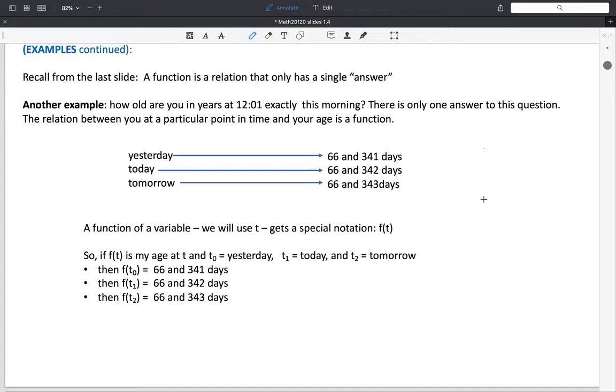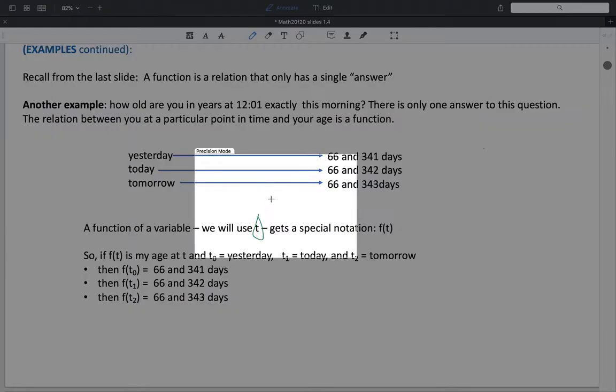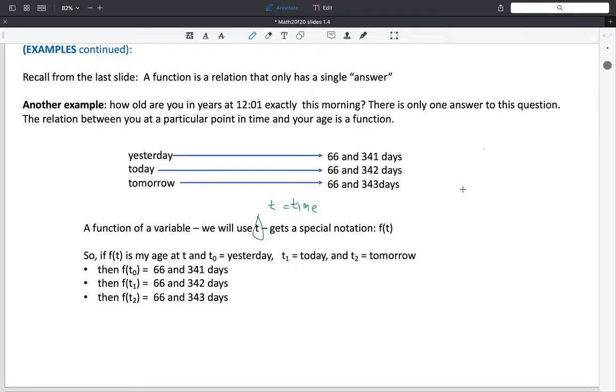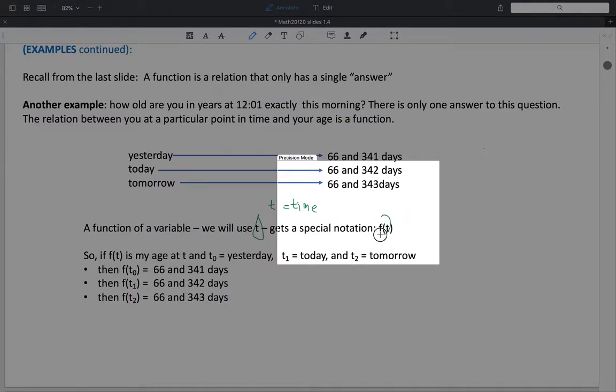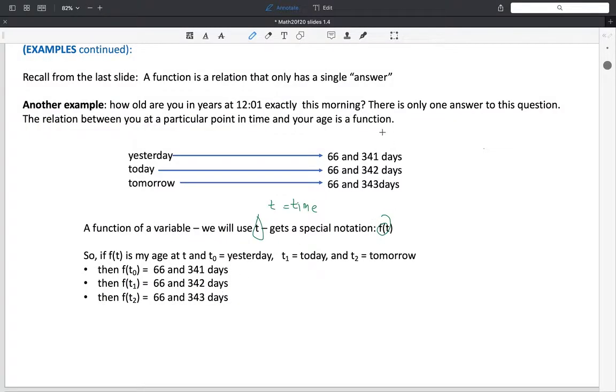So a function is a function of a variable, and we're going to use t here for the variable because that t is going to stand for time. And that's often the case. Usually when you see the variable t, it's almost always, not all the time, meant to invoke time. And so that's why we use this notation, f of t, f for function and t for time. So if f of t is my age at time t, and t0 is equal to yesterday, it's 66 and 341 days. Today I'm a day older, and then tomorrow I'll be a day older yet, and so it'll be 66 and 343 days.